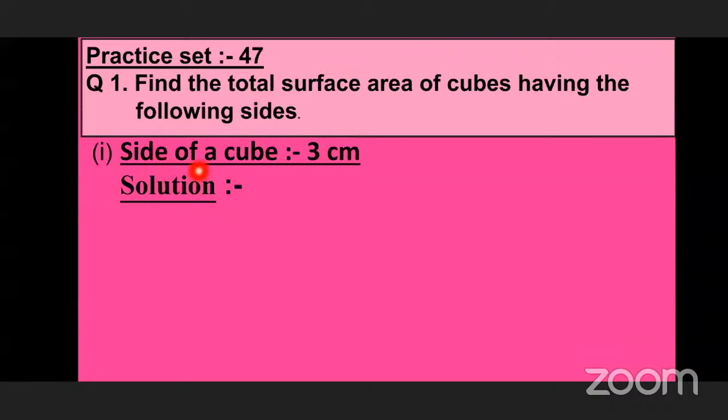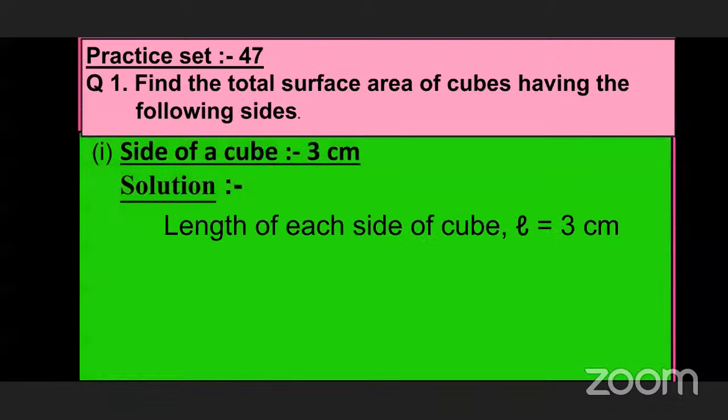See children, the side of a cube is 3 centimeter, and we are supposed to find out the total surface area of a cube. So length of each side of a cube is 3 centimeter. And can you tell me what is the formula for total surface area of cube? 6 into side square. Very good. The formula for total surface area of cube is 6 times side square. And what is the side given? 3 centimeter. Yes, the side given is 3 centimeter.